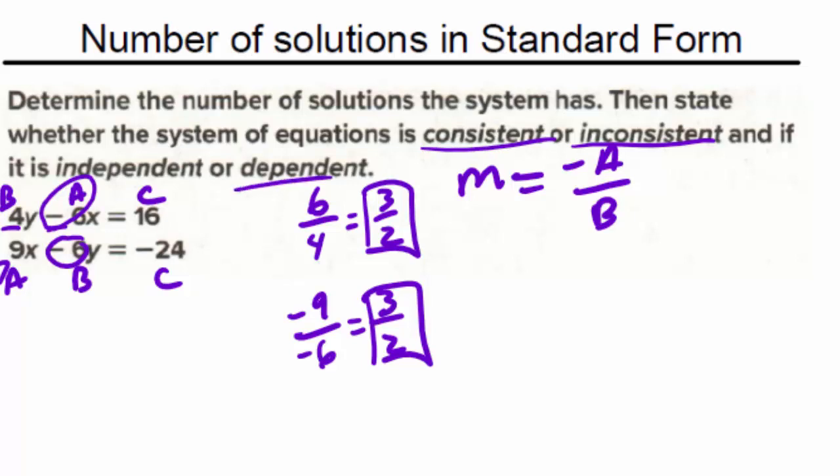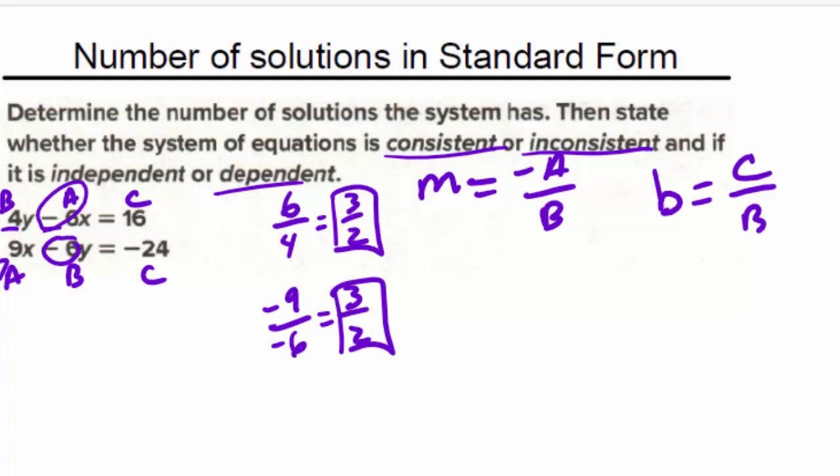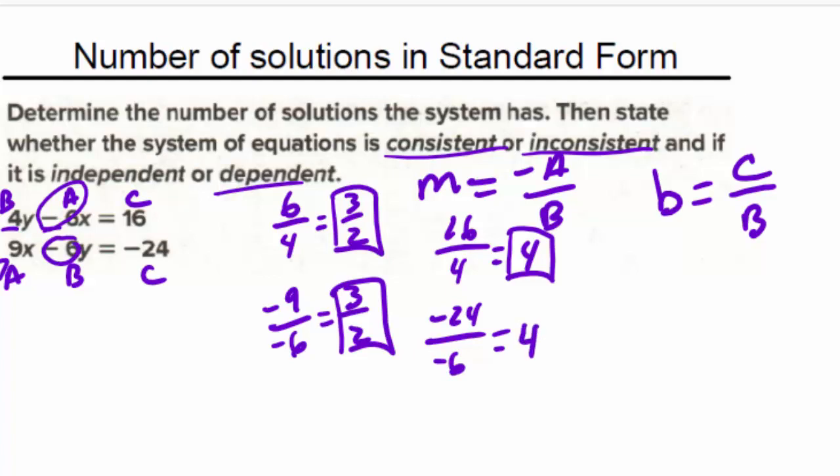The only way I can tell is by looking at the y-intercept. And remember, the y-intercept, which is the b value, is equal to c over b in standard form. So this first one has a c value of 16 over b, which is 4. So it has a y-intercept of 4, that one. And the bottom one has a c value of -24 and a b value of -6. And -24 over -6 is a +4.